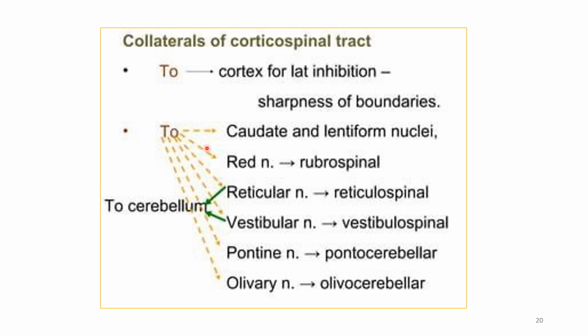They may also go to the caudate and lentiform nuclei, and the red nucleus, where they will form the rubrospinal tract. From the reticular nucleus, they will form the reticulospinal tract, and from the vestibular nucleus, the vestibulospinal tract. The reticular nucleus and vestibular nucleus in turn supply the cerebellum. Then to the pontine nucleus, it will form the pontocerebellar tract, and to the olivary nucleus, the olivocerebellar tract. So the collaterals of the corticospinal tract go to all these areas.